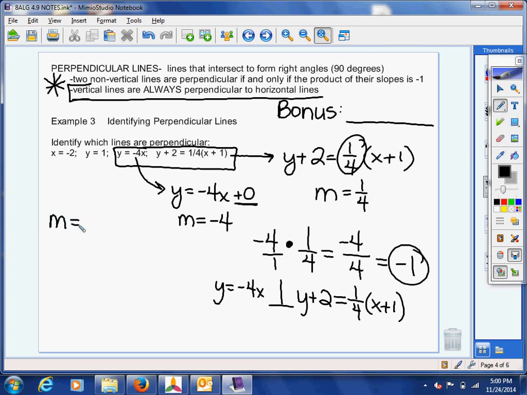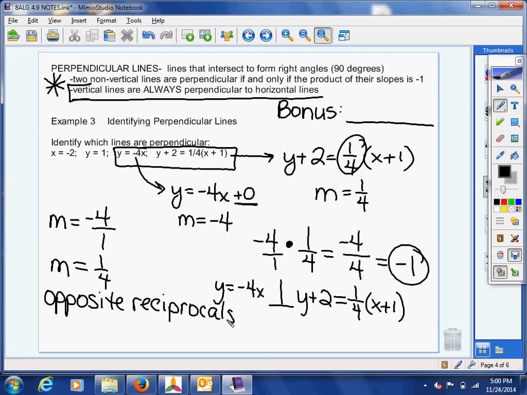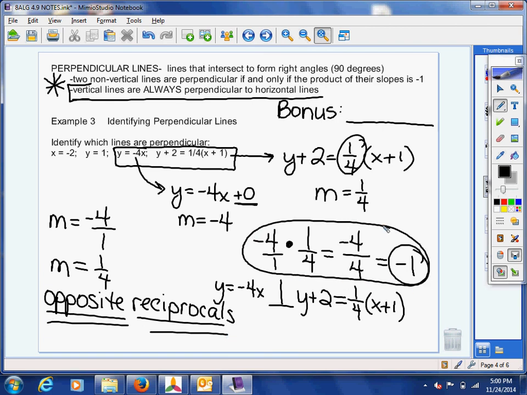And here are the two slopes we're comparing. First of all, do you see that they are opposite? Do you see that one of them is negative and the other one is positive? Negative 4 is negative, 1/4 is positive, so they are opposite. Are they reciprocals? Is 4/1 the reciprocal of 1/4? Yes, they are. So there's two ways to tell if they are perpendicular. You can look to see if they are opposite reciprocals of each other, or if you calculate the product of their slopes and get negative 1, then you know that they must be perpendicular.